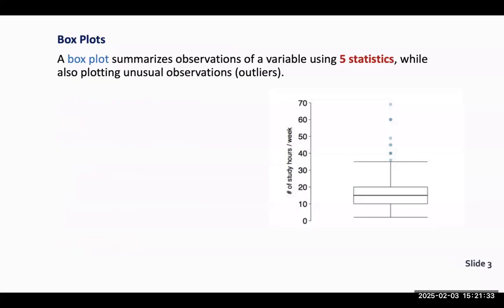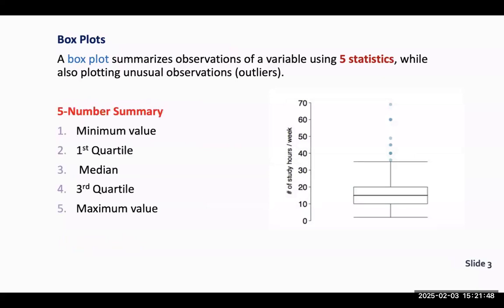Now I want to mention box plots, which are graphs that summarize observations of a variable. 5 statistics are important when we try to construct a box plot. We usually call these 5 statistics the 5-number summary. So when I want to build a box plot, I need to keep in mind these 5 numbers. The first number is the minimum value. The second number is the first quartile. The third number is the median. The fourth number is the third quartile. And the fifth number is the maximum value.